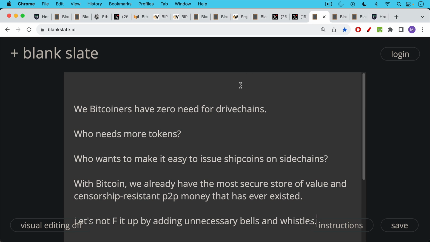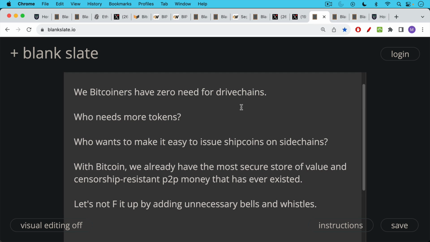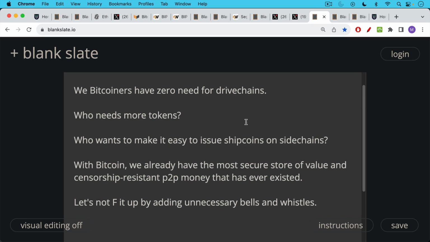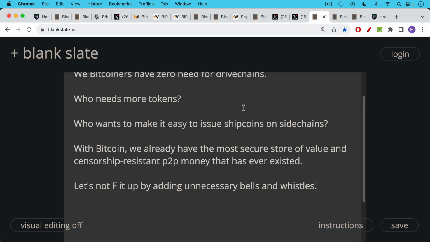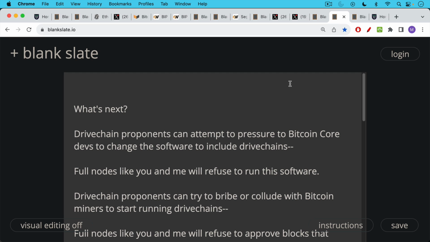When you think about it, we Bitcoiners really have zero need for drivechains at this point. Who needs more tokens? Who wants to make it easy to issue shitcoins on sidechains? These are just things that I'm not interested in. I don't care about running Monero on a sidechain. We have Bitcoin, and with it, we already have the most secure store of value and censorship-resistant peer-to-peer money that has ever existed. And we understand how it's secured, what makes it neutral and decentralized. And at this point, all we need to do is just not mess it up by adding unnecessary bells and whistles as the drivechain people want us to do.